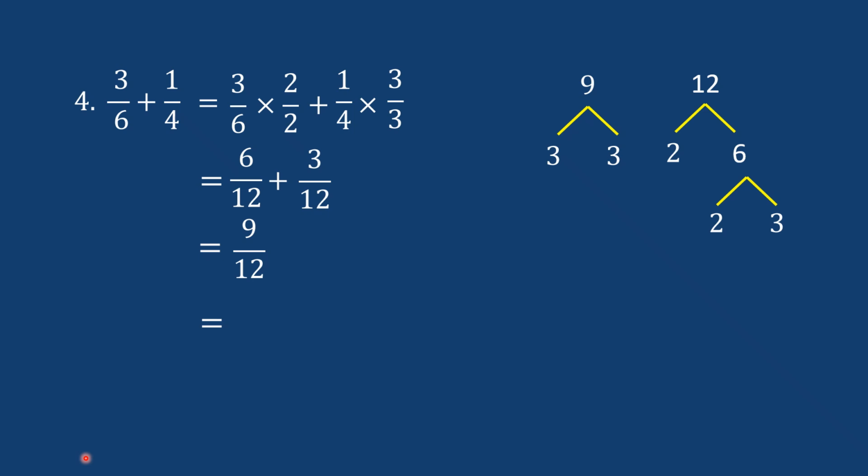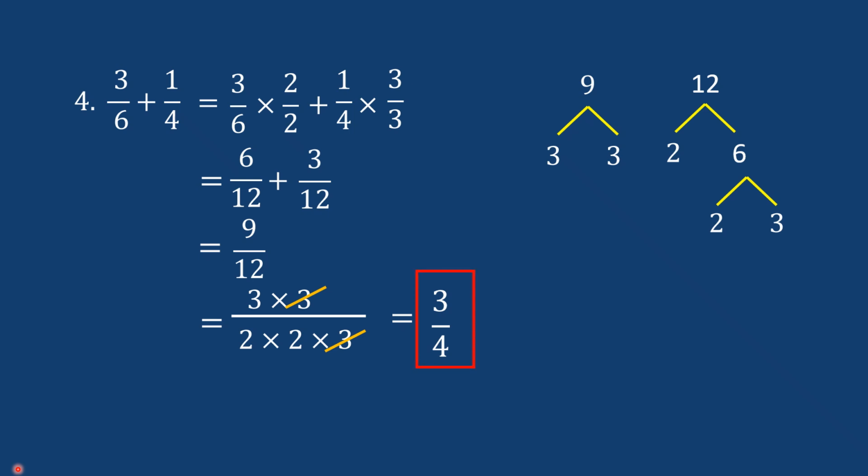So we have now 3 times 3. This is equal to 9. And then 2 times 2 times 3. This is equal to 12. Then cancel 3 in the numerator with 3 in the denominator. And then 2 times 2 is 4. So this is now equal to 3 over 4. So the answer is 3 over 4 or 3/4.